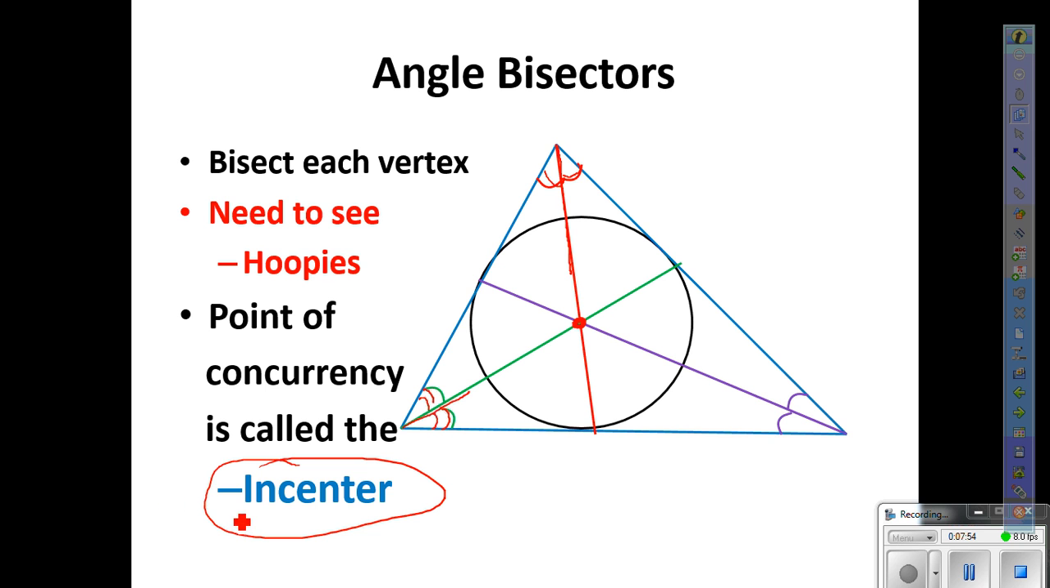Also, incenter, just like circumcenter was for the circumscribed circle, the incenter is for the inscribed circle. So this point is also going to give you the distance or the center so that you can draw a circle that is inscribed inside of that triangle.